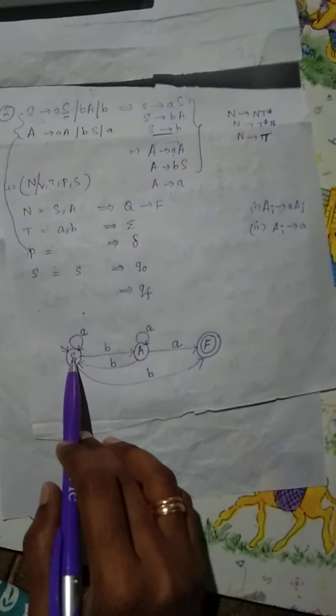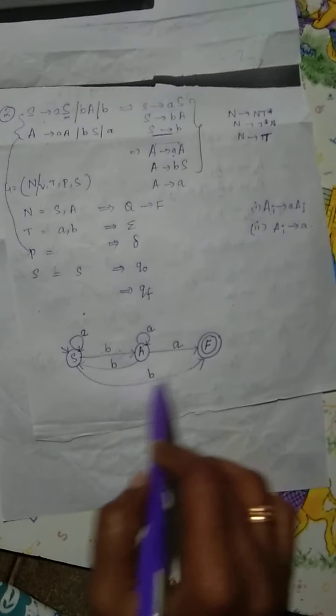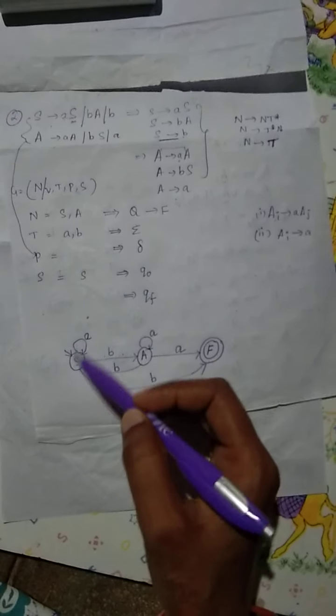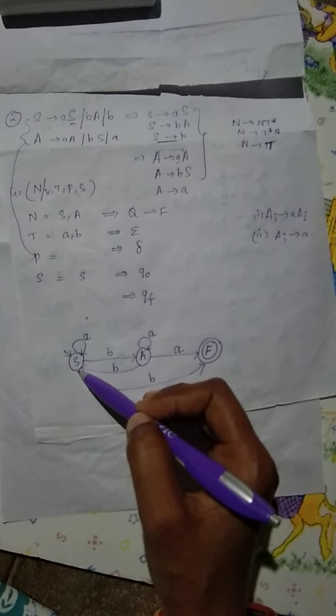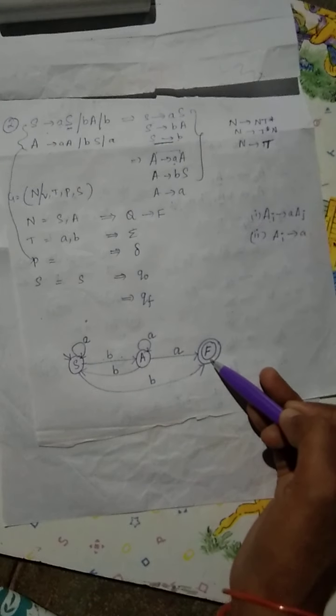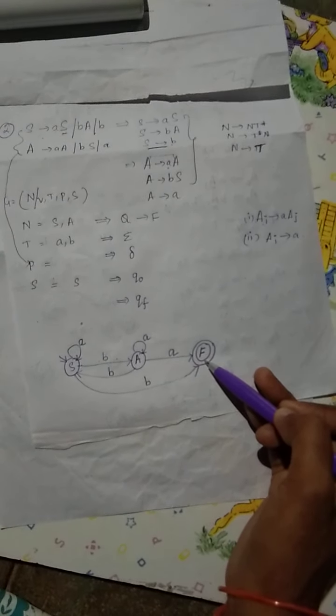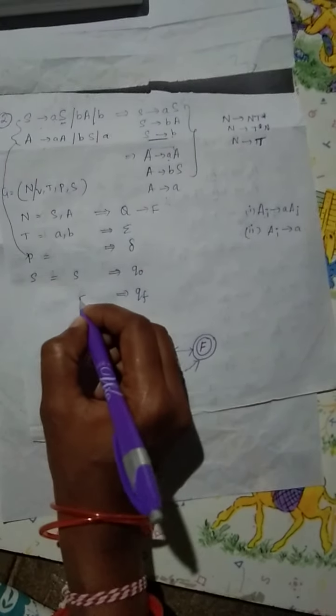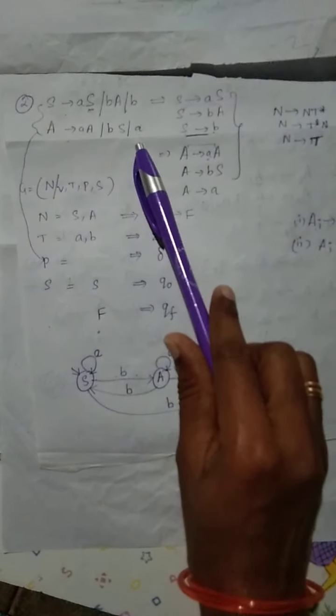Delta: what is delta here? S to aS, S to bA, and so on. These are the transition lines, and this is the delta. What is q0 here? The initial state, the starting symbol. S is the starting symbol. Next, QF, the final state. We are taking the new state, and that state acts as the final state here. F is the final state. Now this is the automata for this grammar.